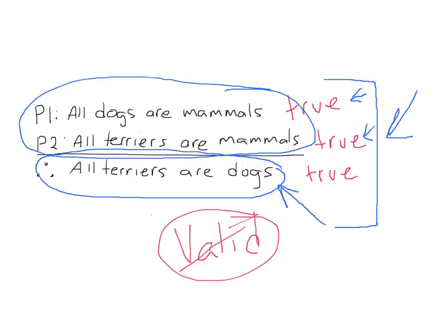So, while it might be the case that all terriers are dogs, it's not the case that all terriers are dogs for these reasons given in this argument. That's what it means for this argument to not be valid. A valid argument would be such that if this conclusion is true, it's true for the reasons given in the premises.